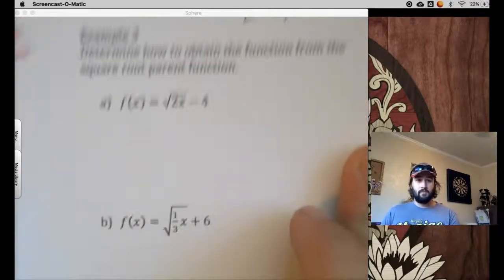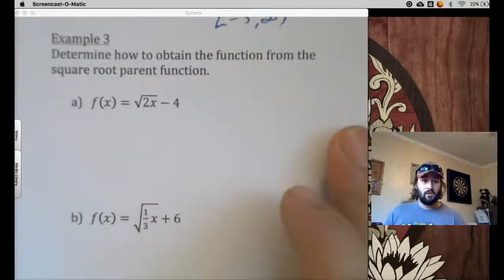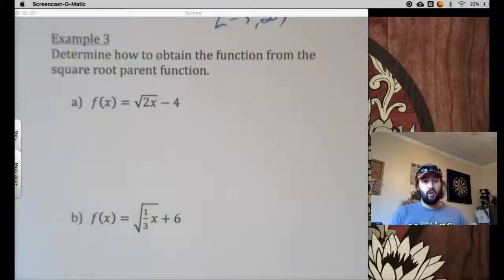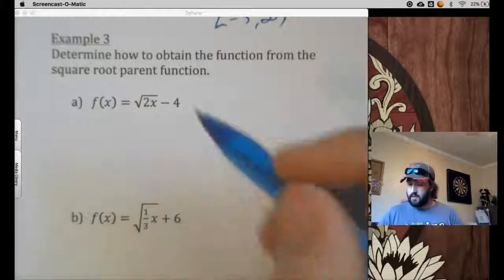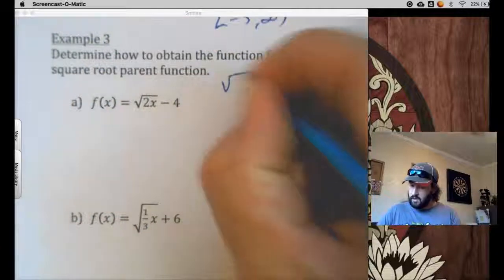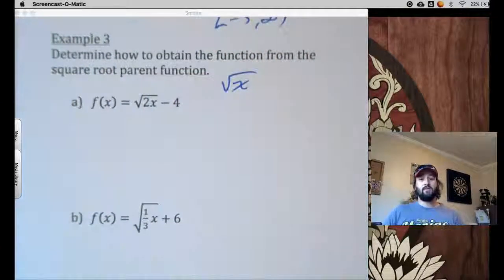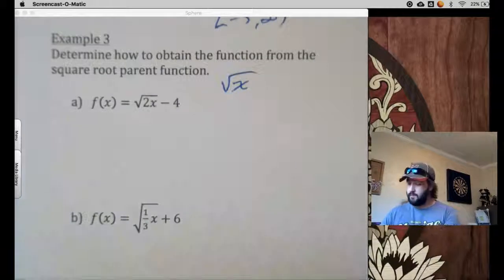All right, so we have determine how to obtain the function from the square root parent function. So all this is meaning is, is it going to vertically compress? Is it going to vertically stretch, horizontally compress? What is it going to do? So don't forget the square root. All that means is that we have the square root of x. There's no pluses, no minuses, no multiplication, no negative signs, nothing like that. So we're just looking at what the graph is going to do.